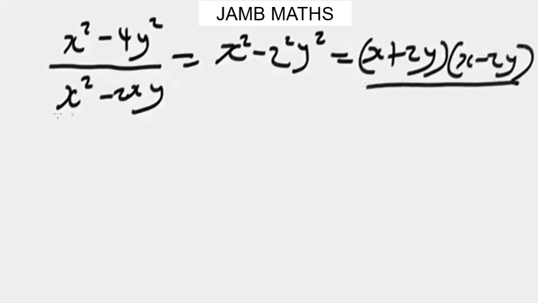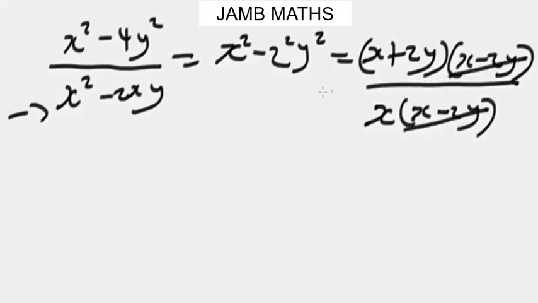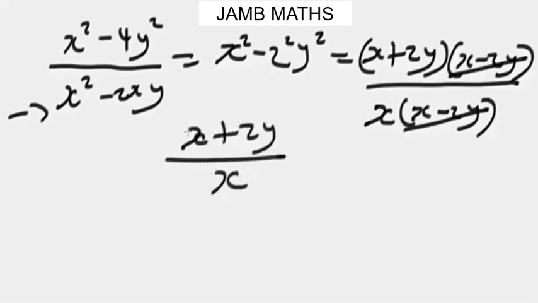Now, when you factorize this at the denominator, you're going to have x in brackets x minus 2y. Now, looking at this, we have common factors that can cancel out. So we have this and this. So our final answer will now be x plus 2y over x. So that will be the answer to this kind of problem. So let's wipe this and look at another practice question.